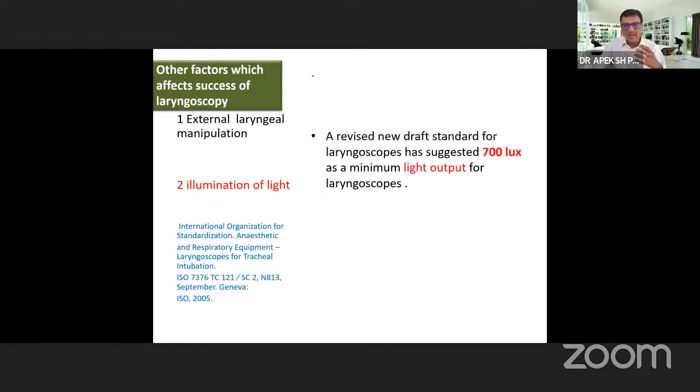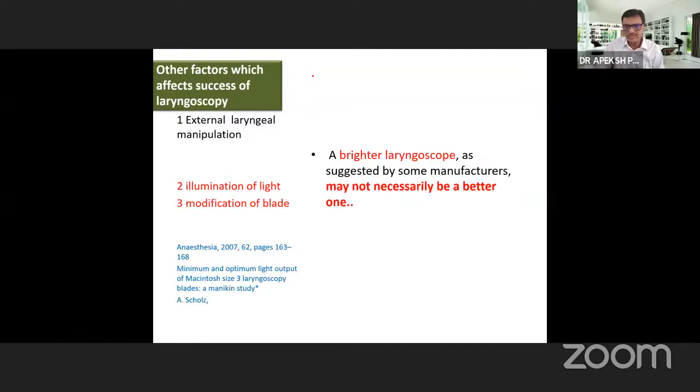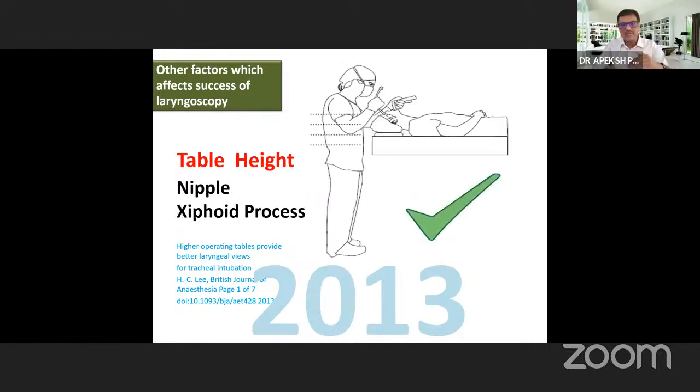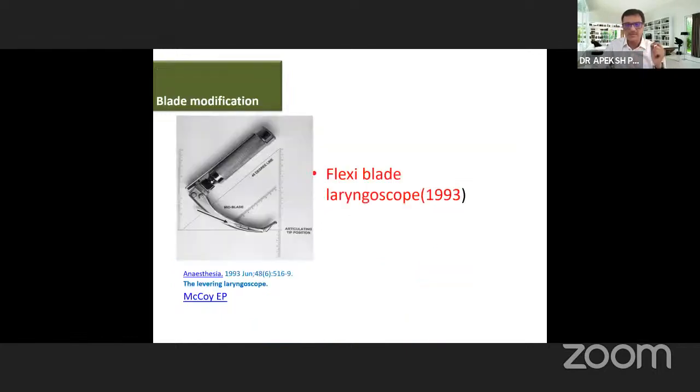And brighter light doesn't mean you'll get the optimal laryngeal view. The optimal light should be 700 lux in any laryngoscope, and a brighter laryngoscope may not necessarily be a better one. What should be the table height for a better laryngeal view? This is absolutely wrong. Your table height should be at the level of the nipple or xiphoid process, not the umbilicus or lower lip margin, to get a better laryngeal view.